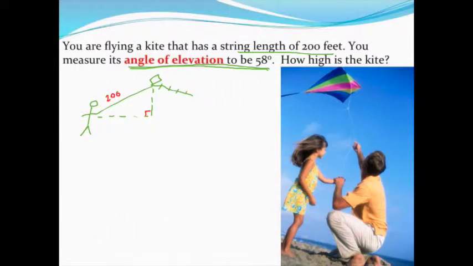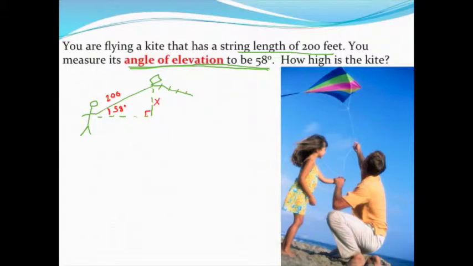The angle of elevation, which is always the angle between the ground and that hypotenuse, is going to be 58 degrees. So that angle of elevation is always on the ground. Okay? And the question is, find the height of the kite, which is right there. Now, I'm not going to use h because h sometimes makes me think hypotenuse, so I'm just going to use x for that side right there.